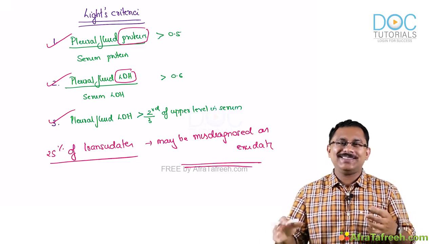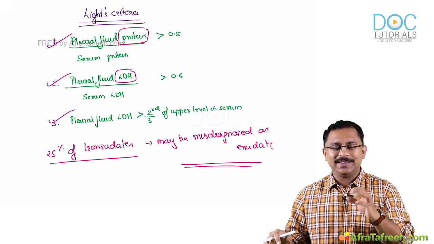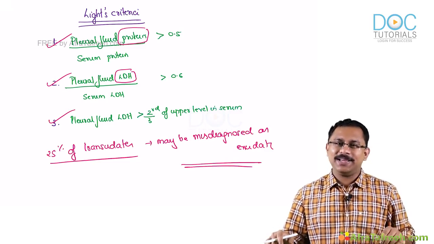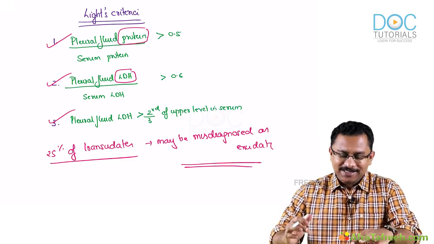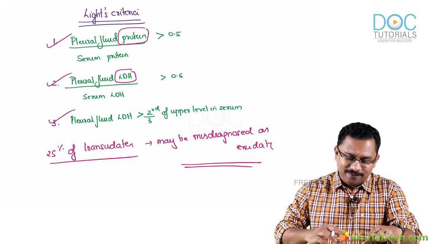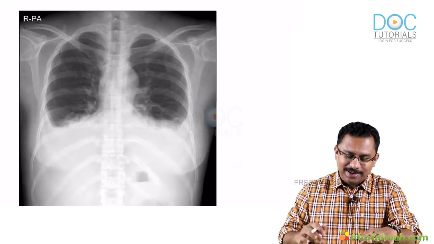Okay, they are not using the sugar values to distinguish an exudate from a transudate in the Light's criteria. Just keep that in mind. Very clear? Okay. Now, having understood the exudative and transudative effusions, let me show you an X-ray.